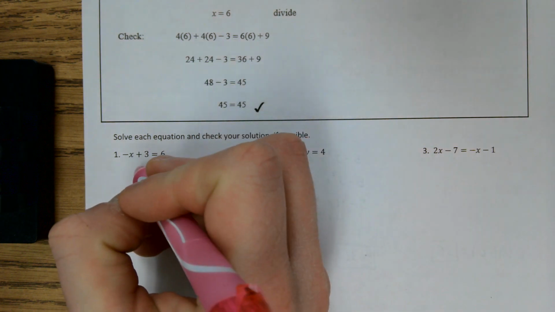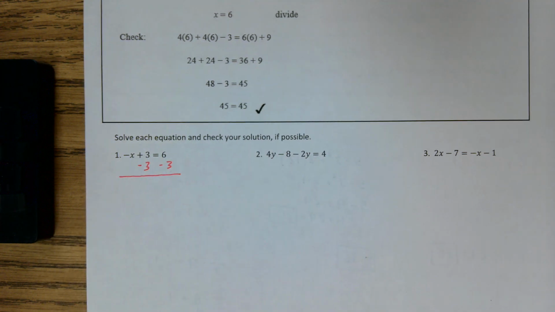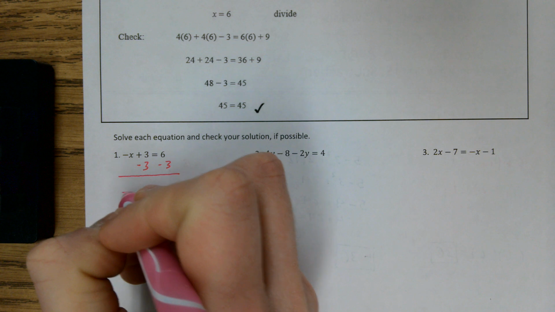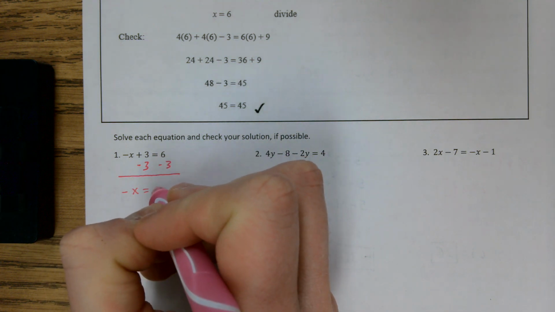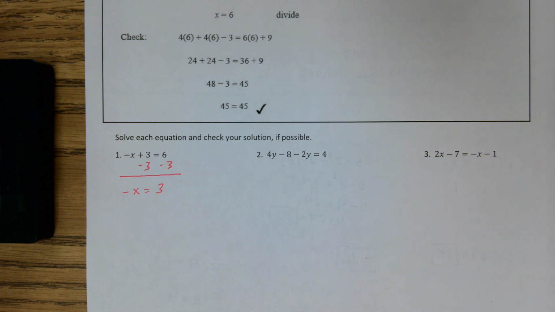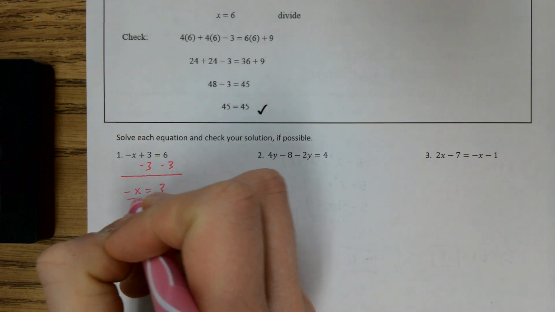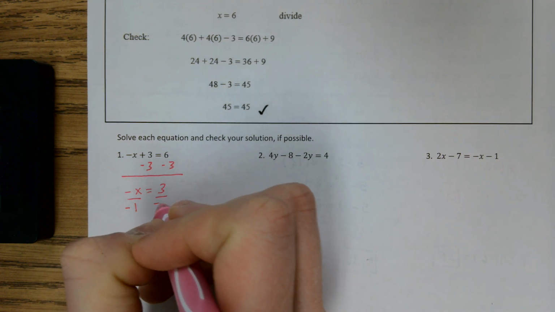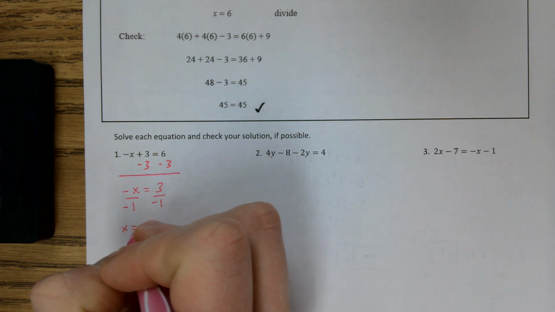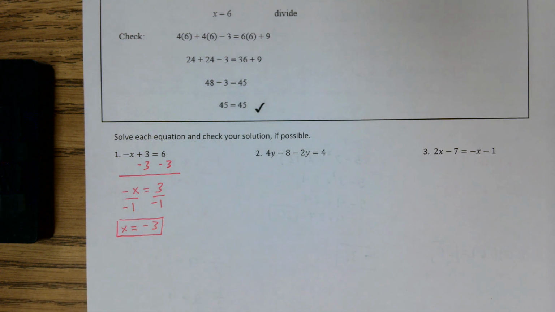All right, for the first problem, number 1, it has negative x plus 3 is equal to 6. The first thing we're going to do is undo what we began, so that positive 3 and negative 3. When we subtract 3 from both sides, we get negative x is equal to 6 minus 3, which is a positive 3. Then we have to make sure that our value of x is actually positive, so we divide by negative 1 on both sides. The sign flips, and we're left with x is equal to a negative 3.